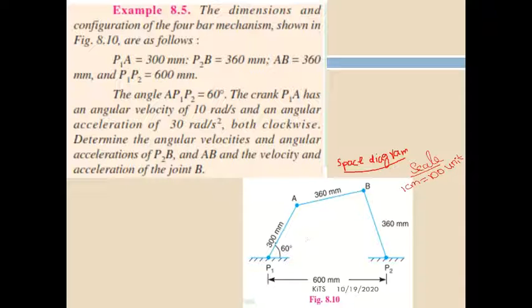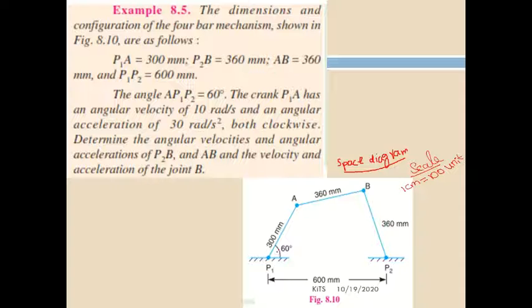So if it is 300 mm you have to draw a 3 centimeter line. If it is 360 mm you have to draw 3.6 centimeter. Again 360 mm means 3.6 centimeter. 600 mm means a 6 centimeter line. Do you understand? Because I kept 1 centimeter as 100 units, that is, 1 centimeter equal to 100 mm. That is the meaning of it. So draw the space diagram according to the dimensions.